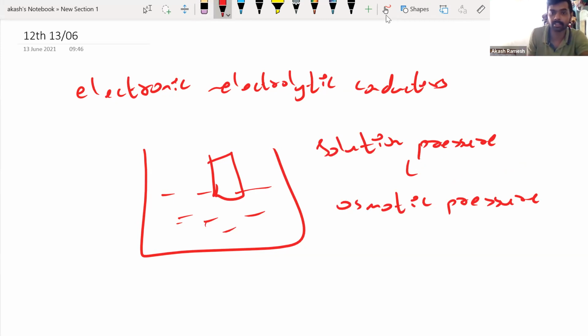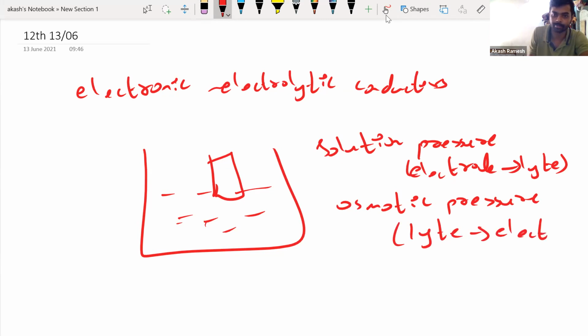If the ions move from the electrode to the electrolyte, that is called solution pressure. And here it is opposite, it is going to be from the electrolyte to the electrode. Say if at all you are going to have a solution pressure dominating, if the solution pressure is greater than the osmotic pressure, you will see that the ions are going to move from the electrode, the electronic conductor, to the electrolyte conductor.